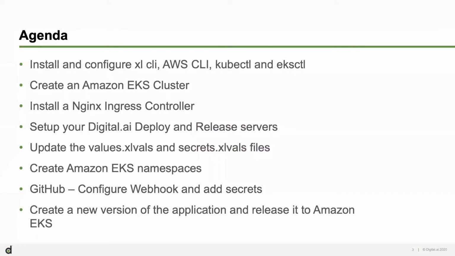So what are we going to talk about today? We're going to talk about installing and configuring the XL CLI, the AWS CLI, kubectl, and EKS CTL. Then we're going to show you how to create an Amazon EKS cluster, install an Nginx ingress controller, set up your Digital.ai deploy and release servers, update some values and XL vals for values and secrets and files, create an Amazon EKS namespace, configure a GitHub webhook and add the secrets there, and then create our new version of an application and release it to Amazon EKS.